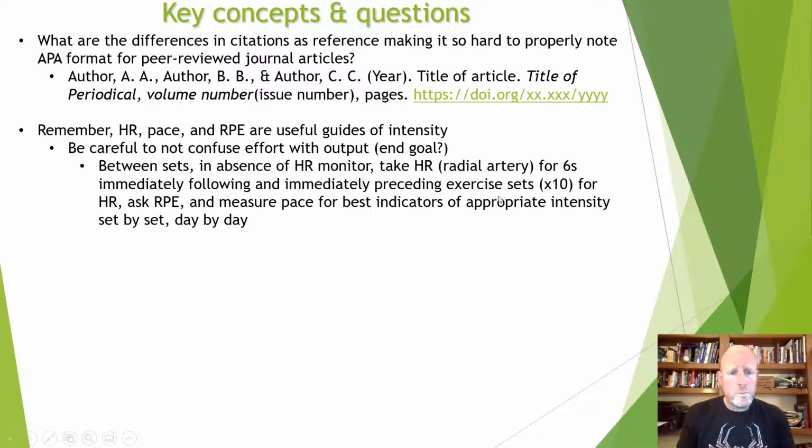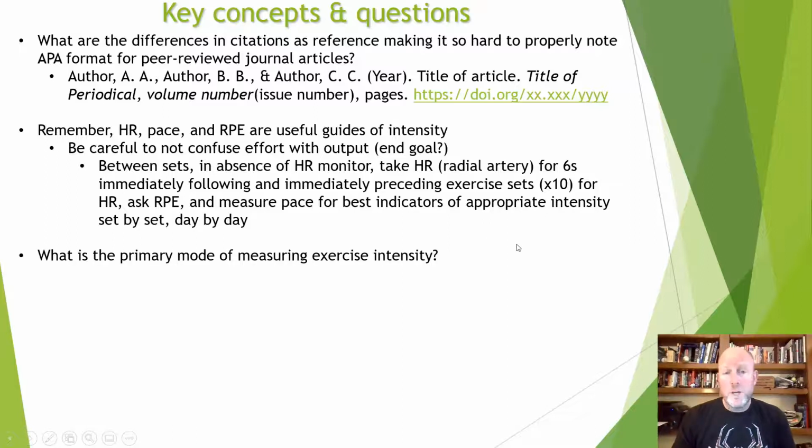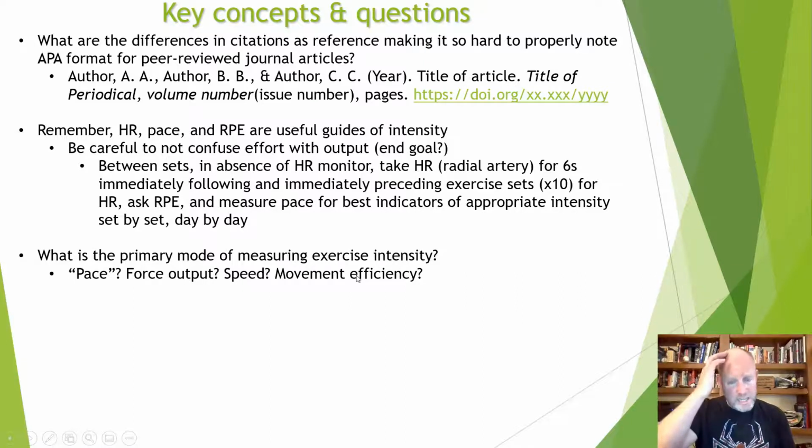Okay. That said, pretty much said all of that. What's the primary mode of measuring exercise intensity? Is it pace? Is it force output, speed, movement efficiency? Well, first and foremost, if form breaks down, that's the number one thing. Okay, no question about it. Many of you talked about intensity being the most important factor with training, and it's hard to disagree with that. Generally speaking, we just have to be clear about what the goal is in a given moment. We're not trying to reach a specific intensity when we're teaching skill.